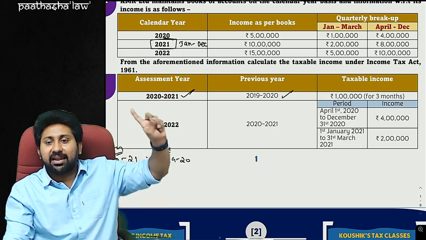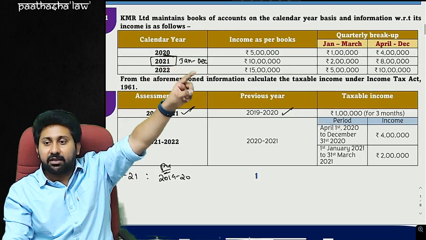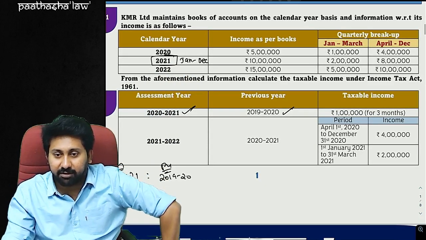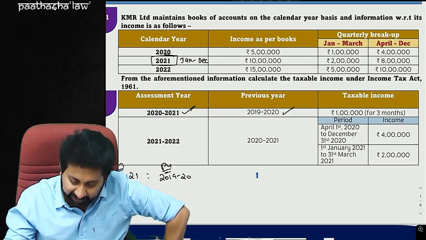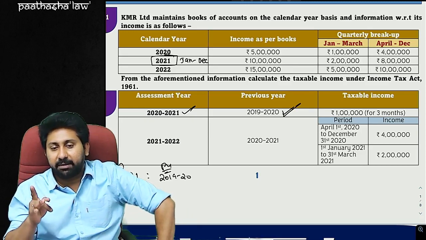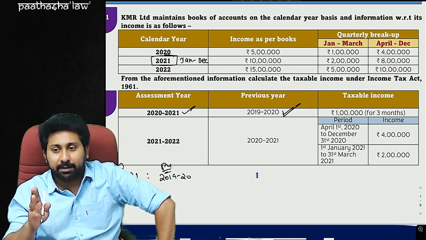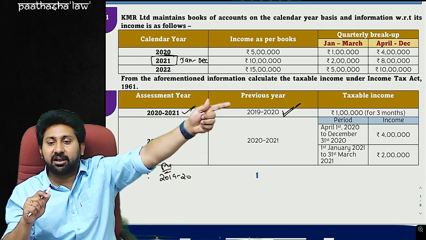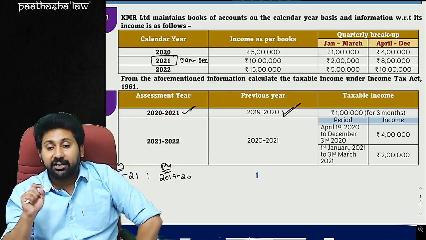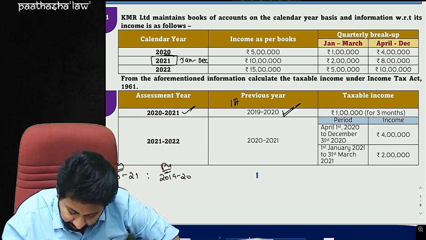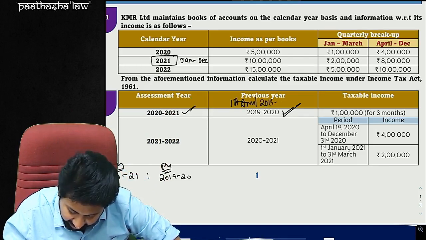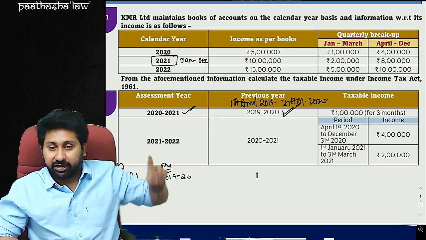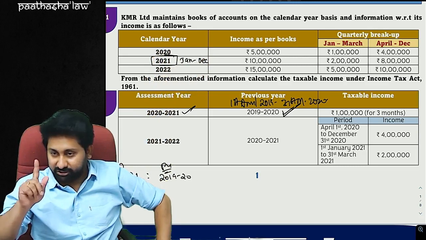In the first calendar year, if you observe 2020, January to March 1 lakh, April to December 4 lakh. Previous year 1920 means how many months only are pending now? 3 months. Why? Assessment year 2021, you will assess the income for the previous financial year being 1920. 1920 will start from 1st April 19 ending with 31st March 2020. Here this is from January to March, 1 lakh.